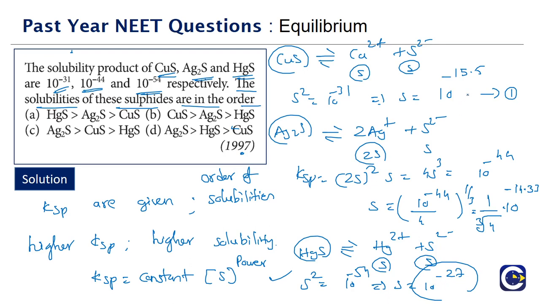Now the question is, what is the comparison between these two? Which is a lesser value? So here what is the power of 10? We have 10 power minus 14.33. Here it is 10 power minus 15.5. Even if you take the 1 by cube root of 4, we will still see that this is going to be a lesser value. Comparatively between these two, the CuS solubility will be lesser. So the solubility order will be Ag2S will have a higher solubility than CuS, than HgS. HgS is the least.